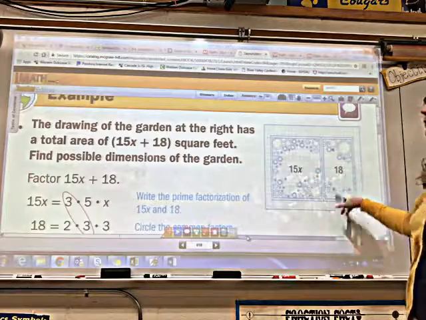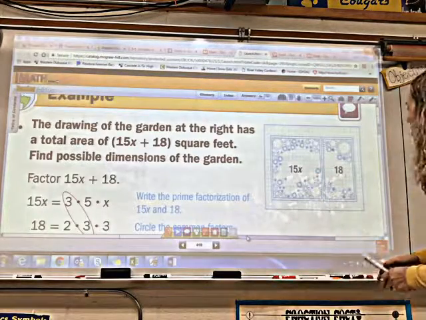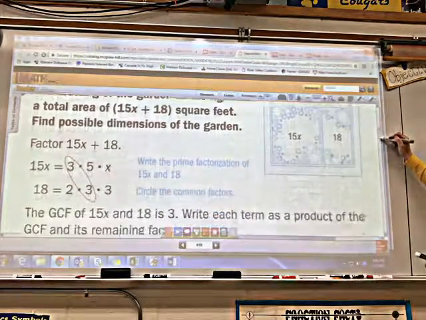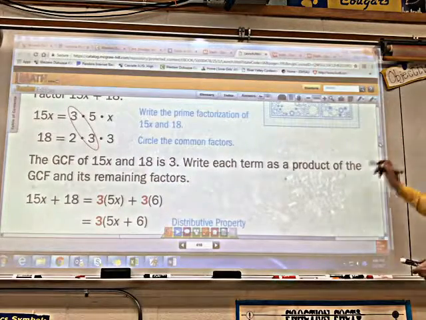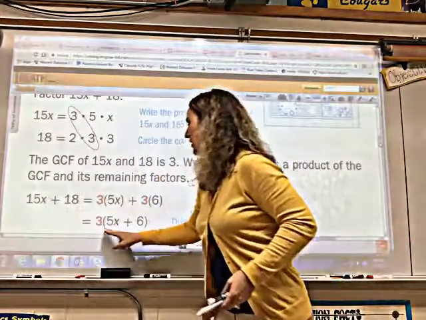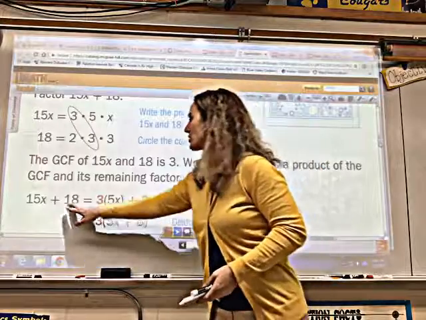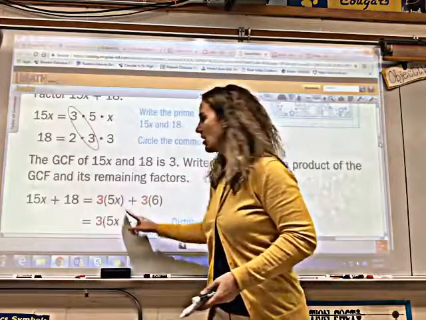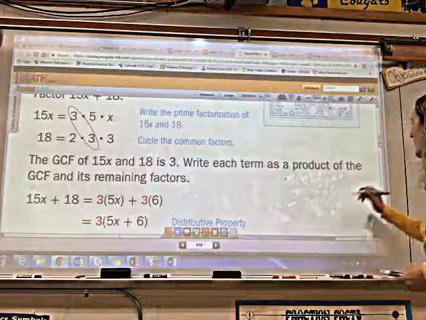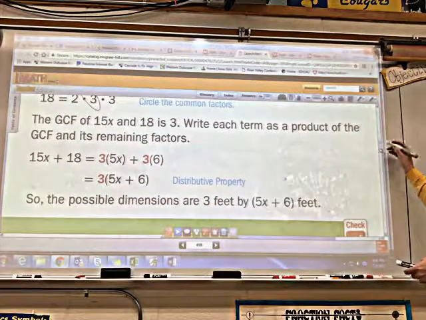There's only an x in the first one, so I can't pull out an x either. So when I think about it, I'm pulling out the 3. Okay, 3 times what would give me 15x? Well, that's going to be 5x. Plus 3 times what is 18? Well, that would be 6. So when you're factoring that, you've got 3 times (5x plus 6).